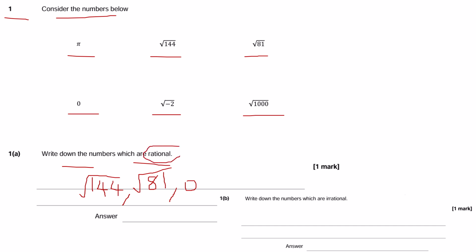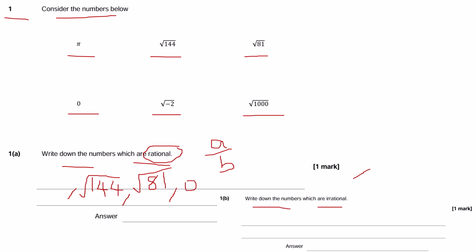Remember, the key for rational is that it can be expressed as a fraction, a over b or x over y, where a and b are integers. They convert to either a terminating decimal or a recurring decimal. So it can be a fraction, a terminating or recurring decimal, and also a percentage.